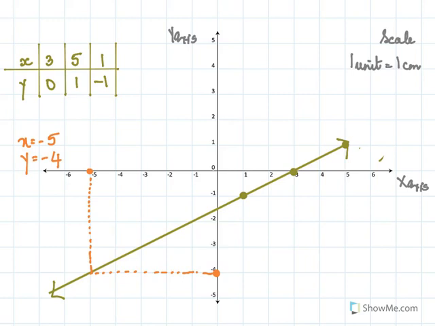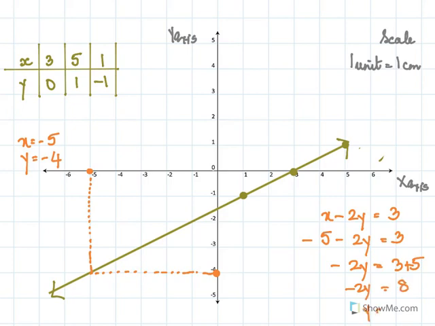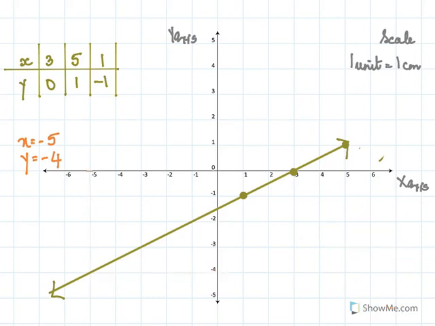We can also do it by using the equation. We know x minus 2y equal to 3. Now we know x was minus 5. So where there is x, we put minus 5. Minus 5 minus 2y equal to 3. Minus 2y equal to 3 plus 5. Minus 2y equal to 8. And y equal to minus 4. We get the same answer if we substitute or graphically.